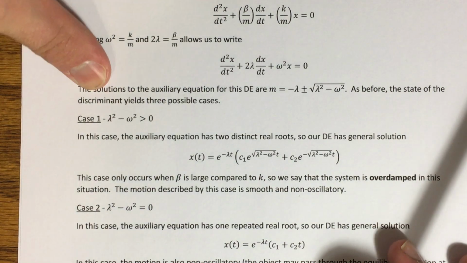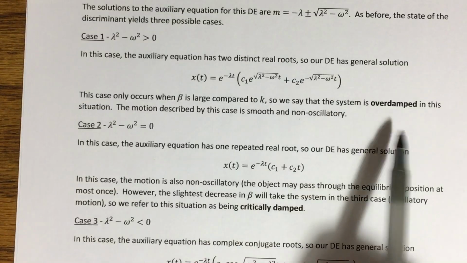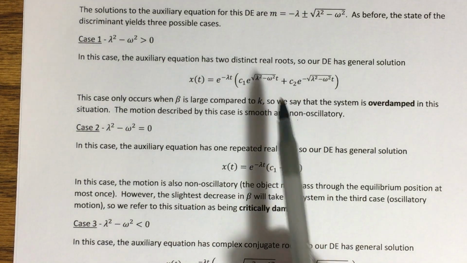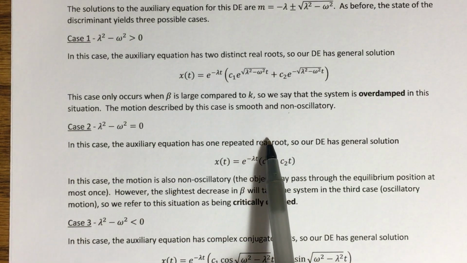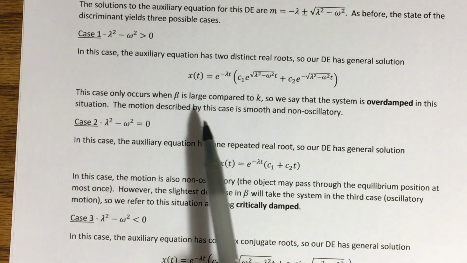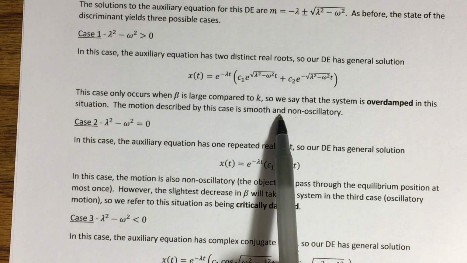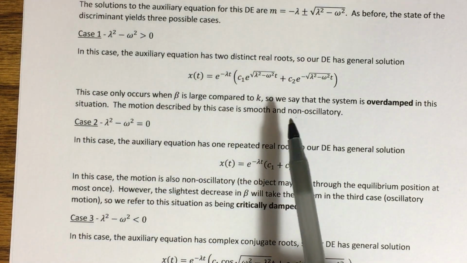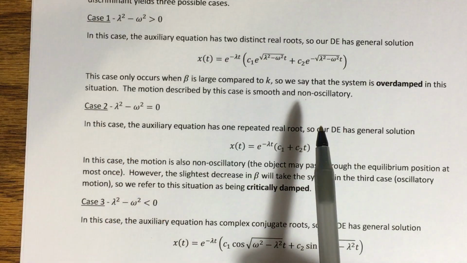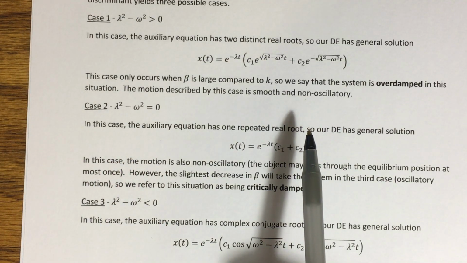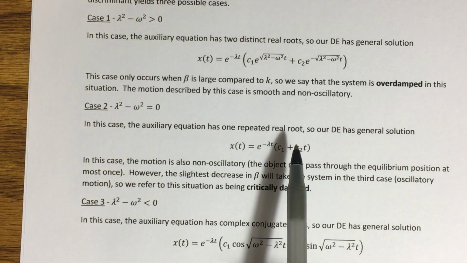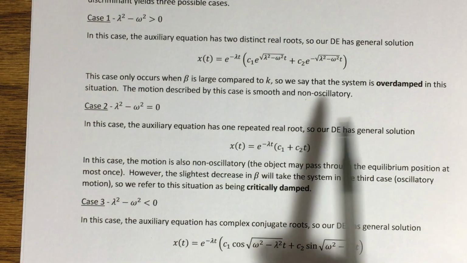Okay? Now, it's important to understand what the motion of this kind of a case looks like. The motion of this object on the spring is generally smooth and non-oscillatory. That basically means it's not going to go up and down more or less indefinitely. In fact, it's not even going to pass through your equilibrium position.